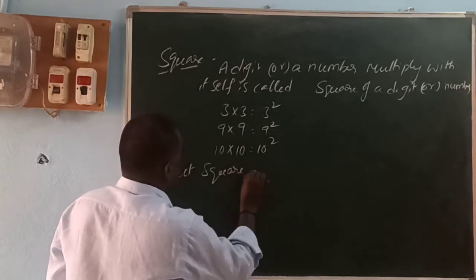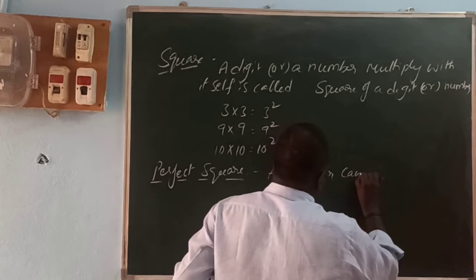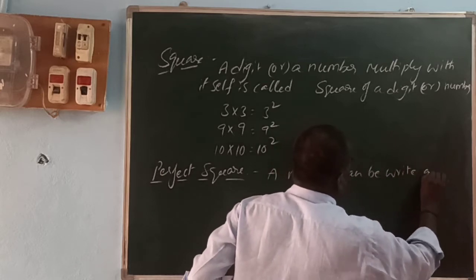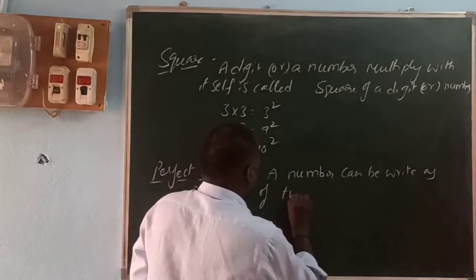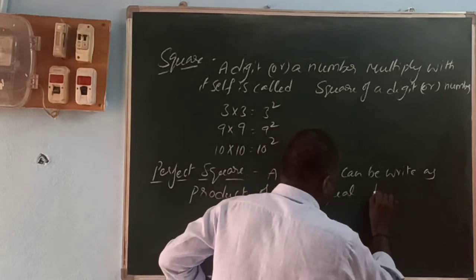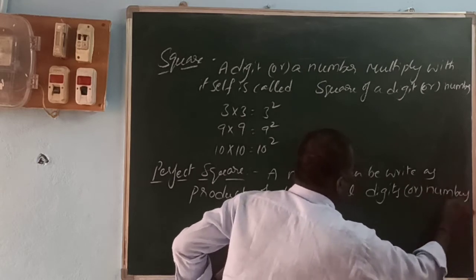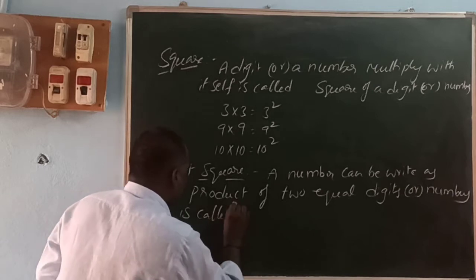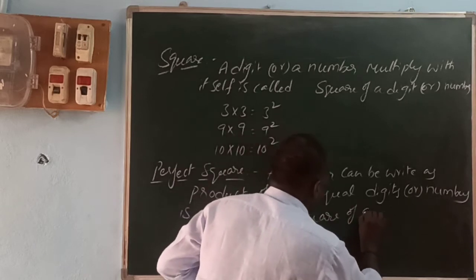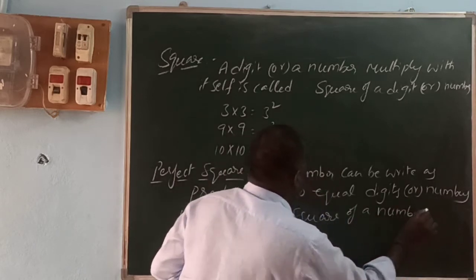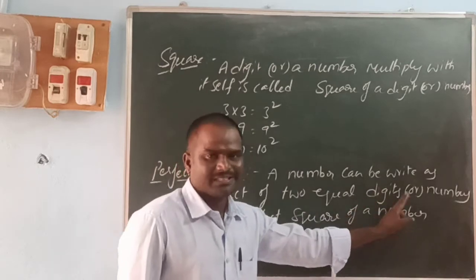Perfect square means a number can be written as the product of two equal digits or numbers. That is called a perfect square of a number. Okay? So, what is called a perfect square of a number? A number that can be written as a product of two equal numbers.